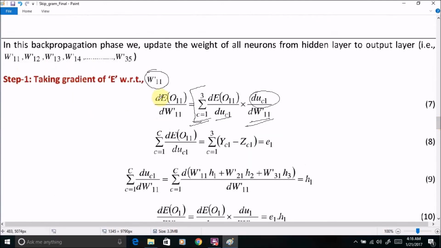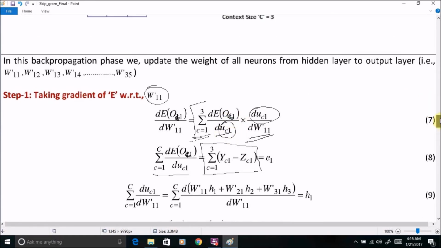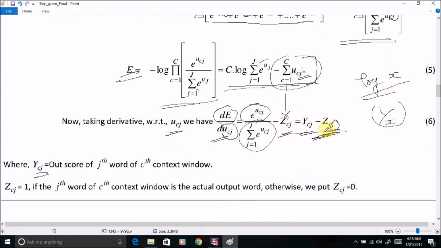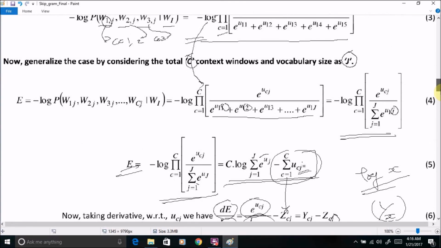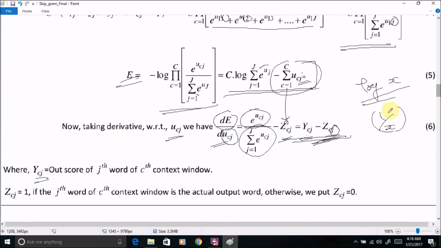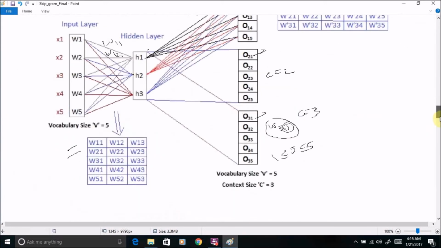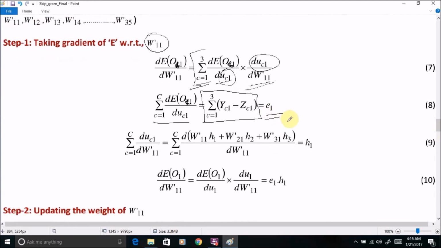But in this case, we can represent O11 as OC1, like that. So here, after calculation, we will get this outcome, because the derivative of E with respect to the summation part is already calculated here, in the error calculation, and we represent this error as E. So here for the first node we represent it as E1.